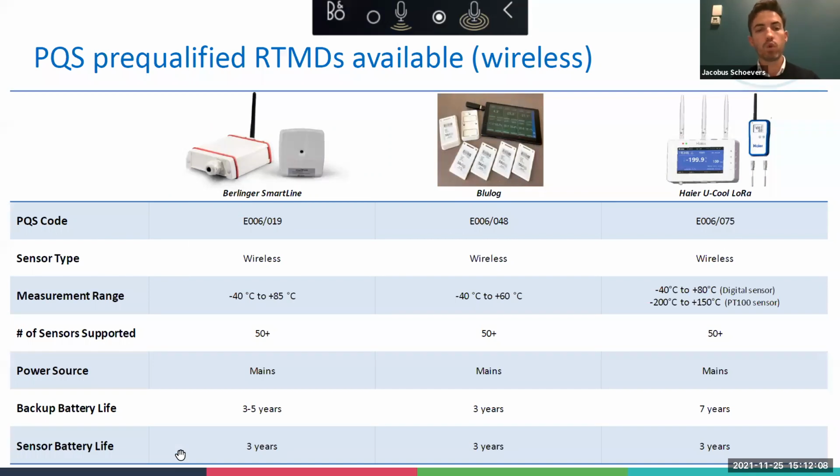One thing that we do have to call out here is the battery life. The sensor battery life, for instance, you do need regular replacement of the sensors on these wireless systems. So you have the Berlinger Smart Line, the Blue Lock system, and the Hire U-Cool LoRa. And on all of these, you need either sensor replacements or battery replacements on the wireless sensors. Next slide, please.